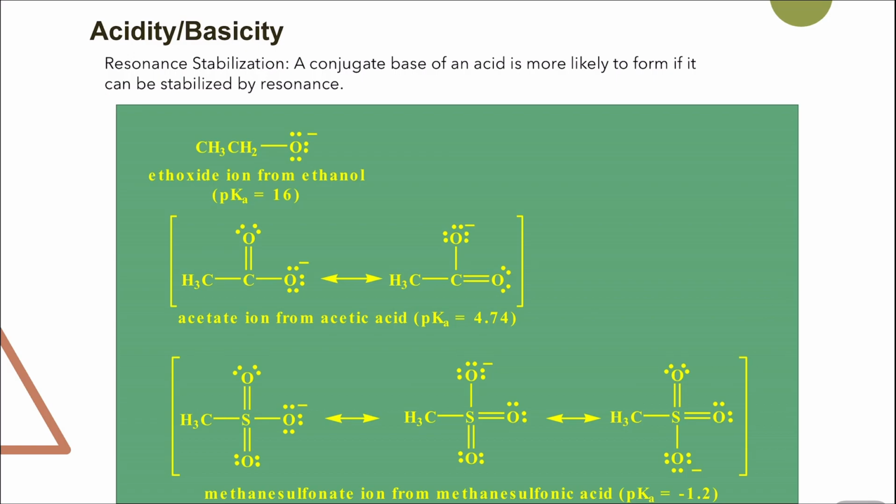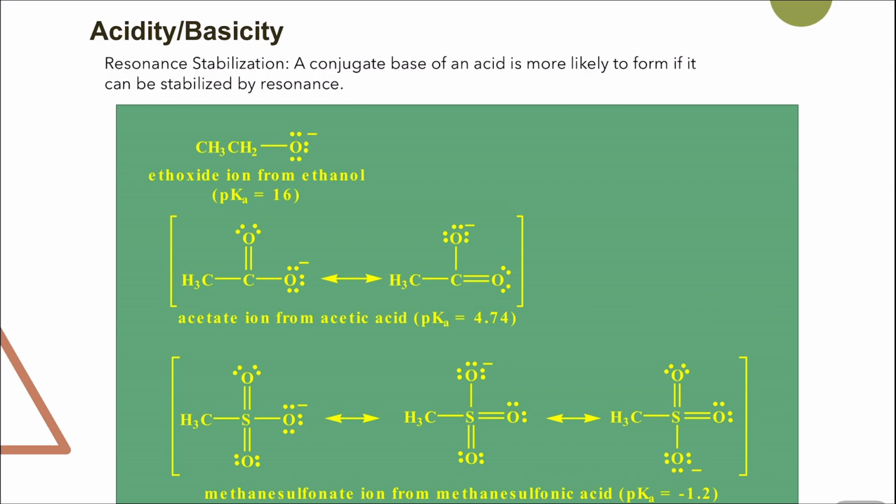The third factor that affects acidity, or the stabilization of the conjugate base, is what we call resonance. This is more important in organic compounds, because we can see resonance in organic acids. Resonance is basically the movement of electrons without any atom leaving.